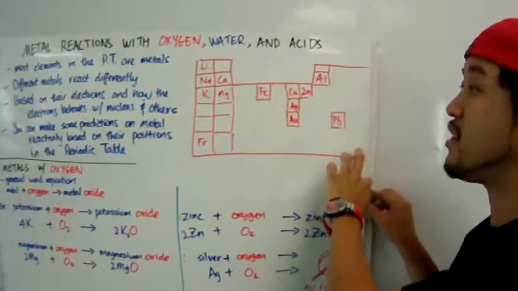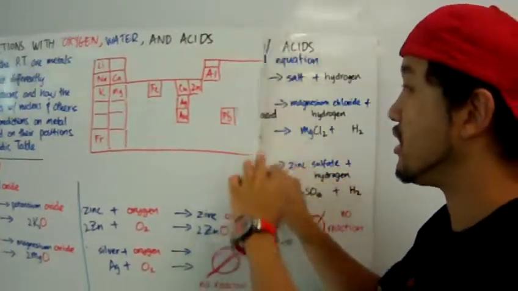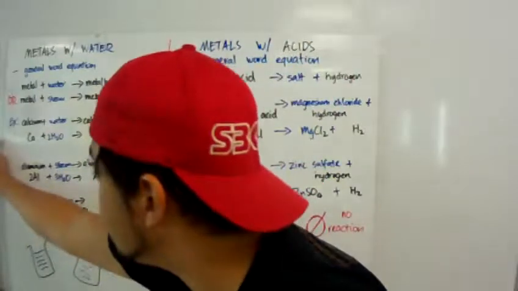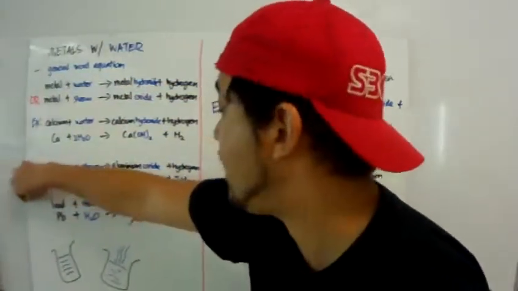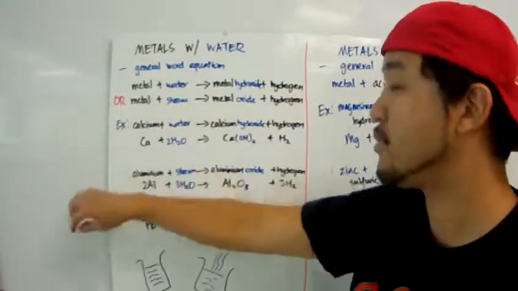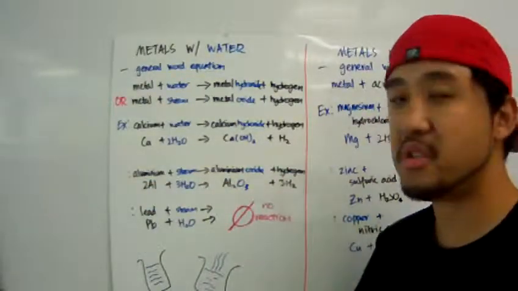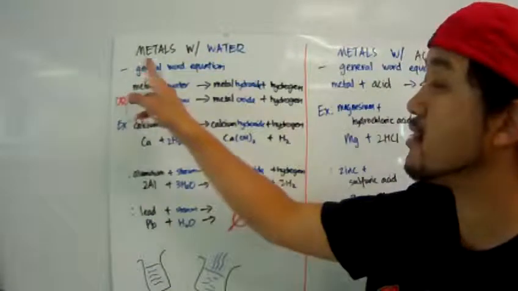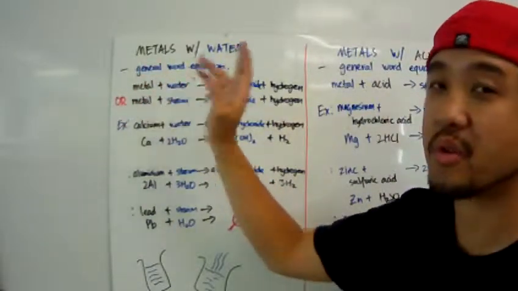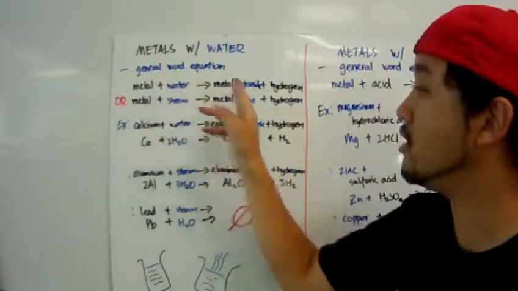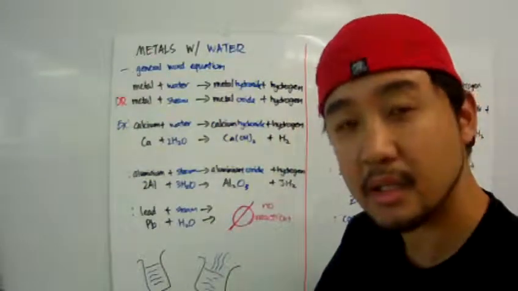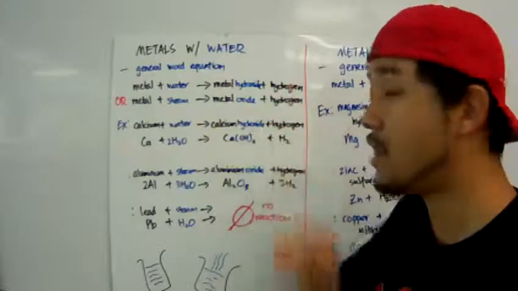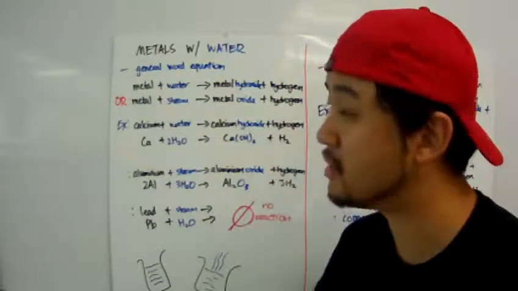Alright, I hope that you have already made the tables and recorded it differently. Now, I want you to make observations for metals with water. But before we go on YouTube, let me just talk to you about the general word equation, because some metals will react nicely with cold water. Metal and water will give you a metal hydroxide, and hydrogen as a byproduct.